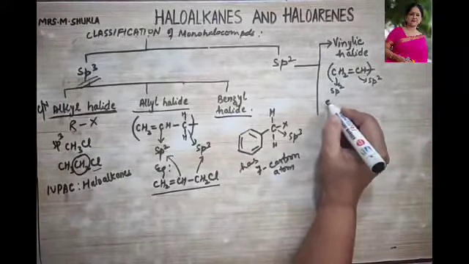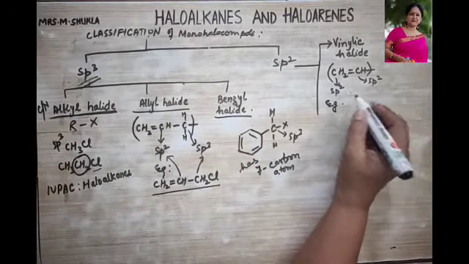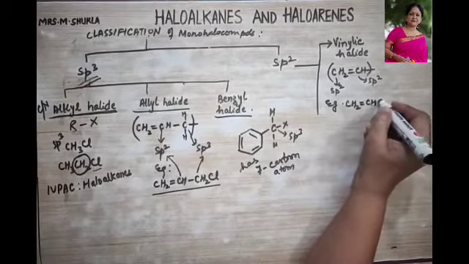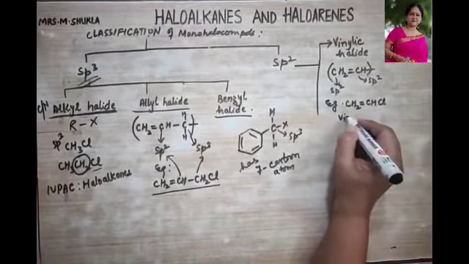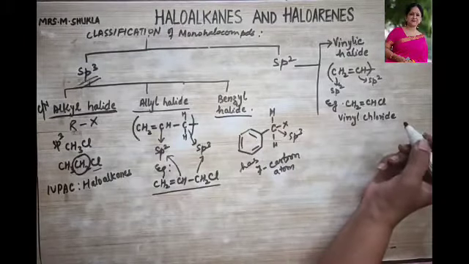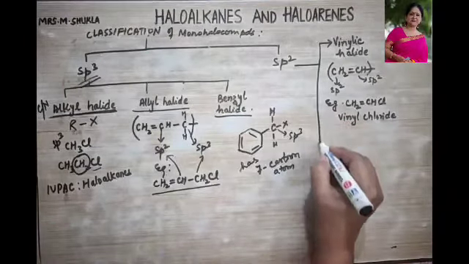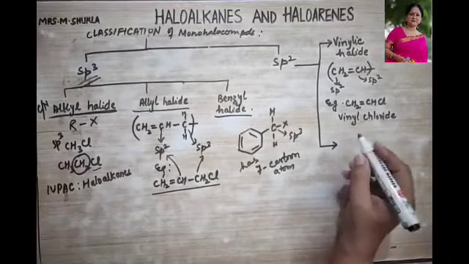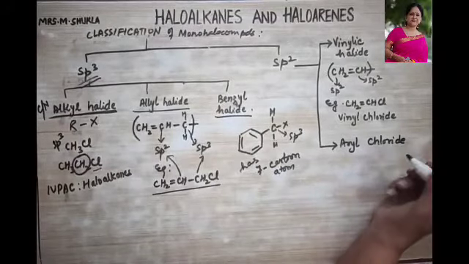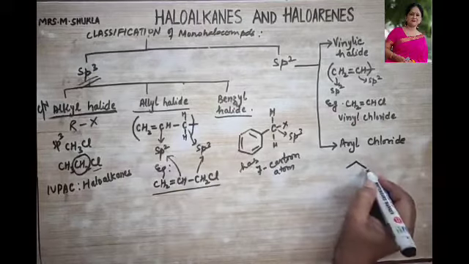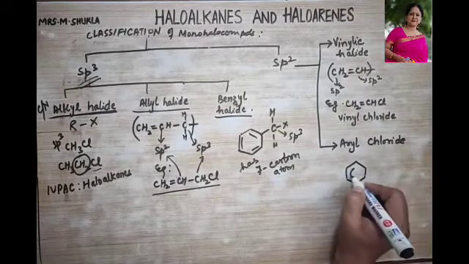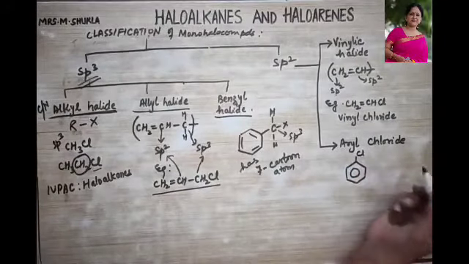For example, let's talk about one example over here. If I take up this only, CH2=CHCl, what is it called? Vinyl chloride. I hope this is very clear. Then its second type. What is the second type called? Aryl chloride. What do we mean by aryl chloride? Over here, the halogen in the benzene ring is attached to an Sp2 hybridized carbon.